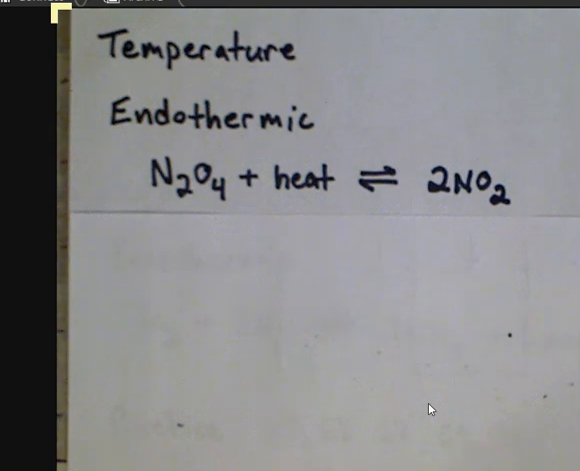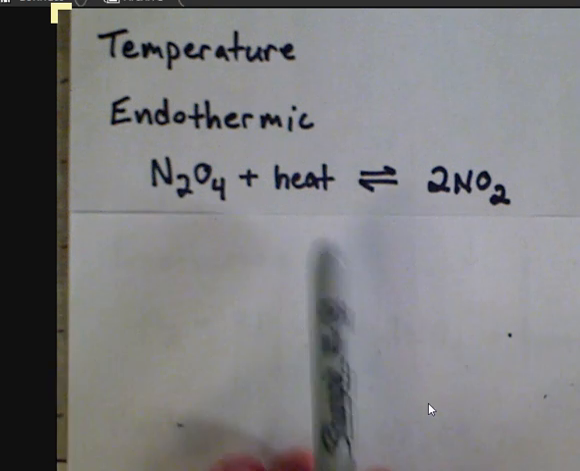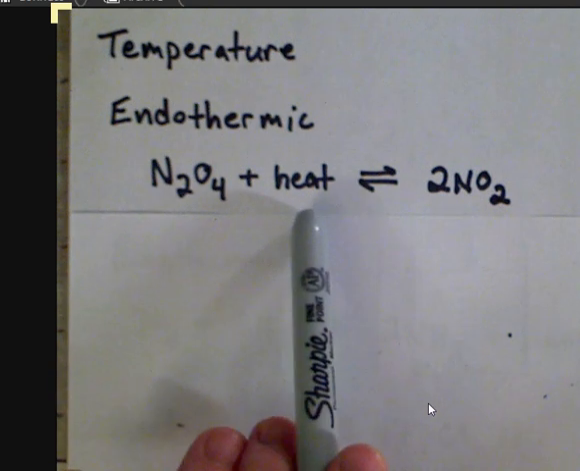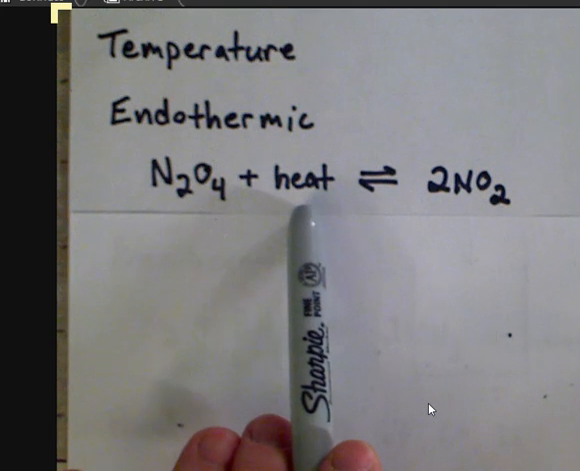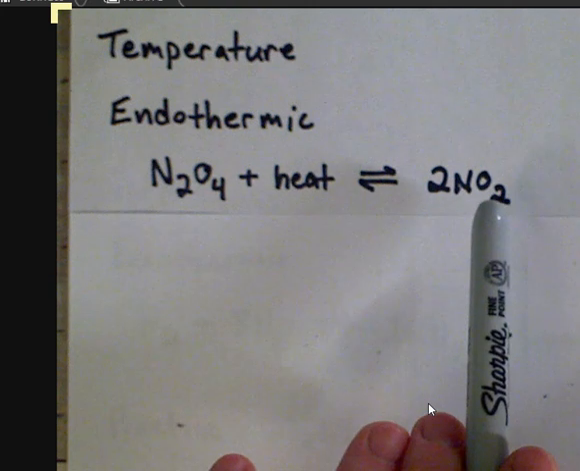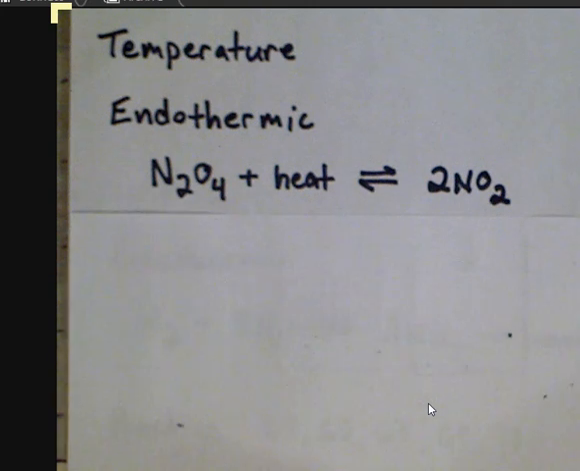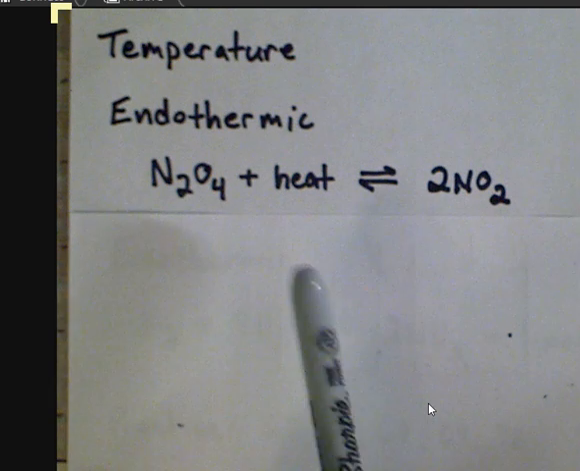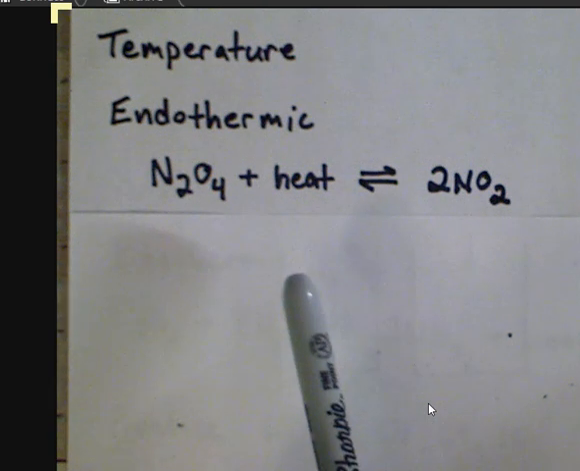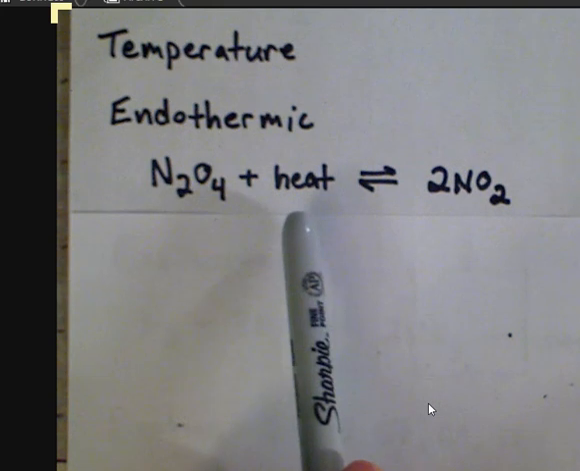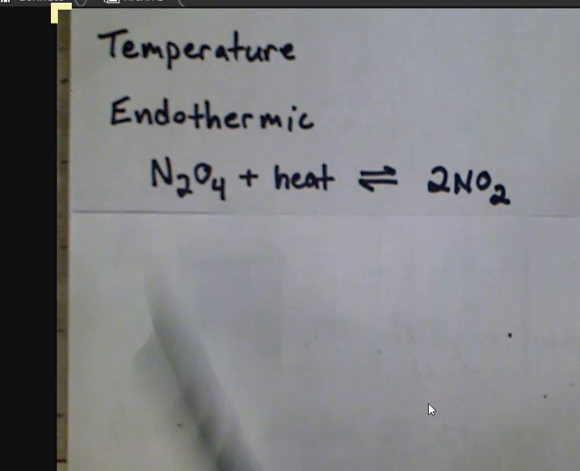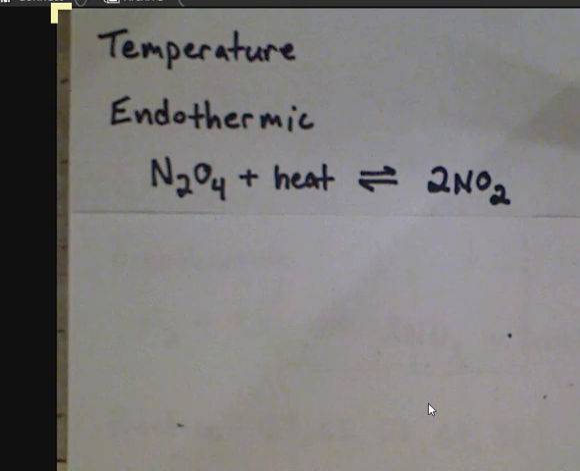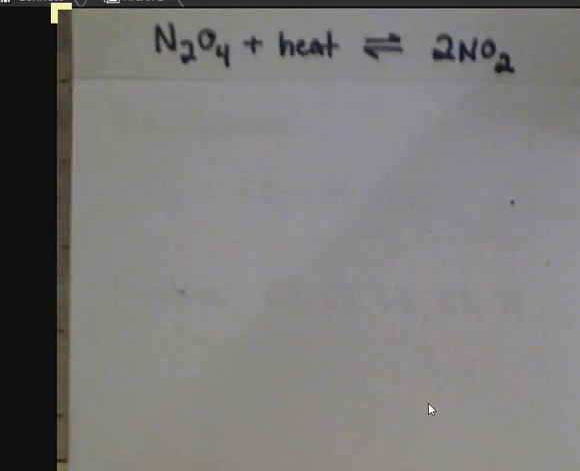So if we were to increase the temperature of this system, we'd be adding heat. In other words, we'd be adding to the left side of this reaction. What that's going to do is shift the reaction to the right. We're going to end up producing more NO2. At the same time, if we were to cool down, reduce the amount of heat, take away heat from the left side, that would shift the reaction to the left.